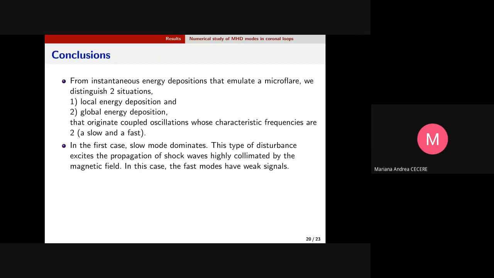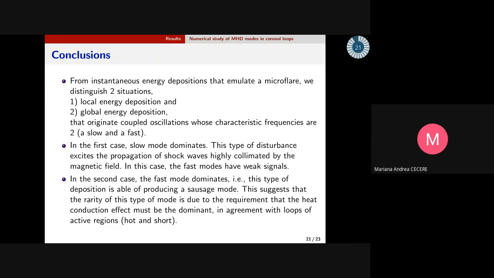This type of disturbance excites the propagation of shock waves highly collimated by the magnetic field. In this case, the fast mode has weak signals. In the second case, the fast mode dominates. That is, this type of deposition is able to produce a sausage mode. This suggests that the rarity of this type of mode is due to the requirement that the heat conduction effect must be the dominant, in agreement with loops of active regions.